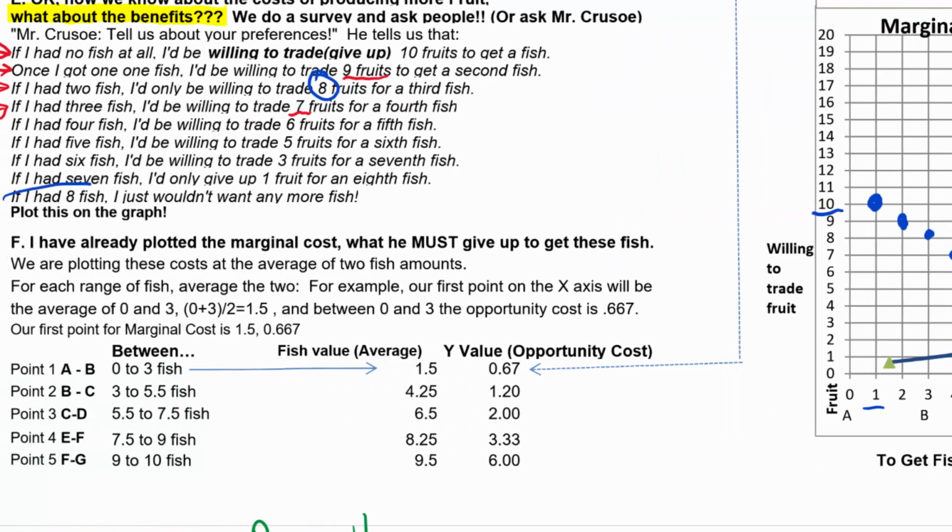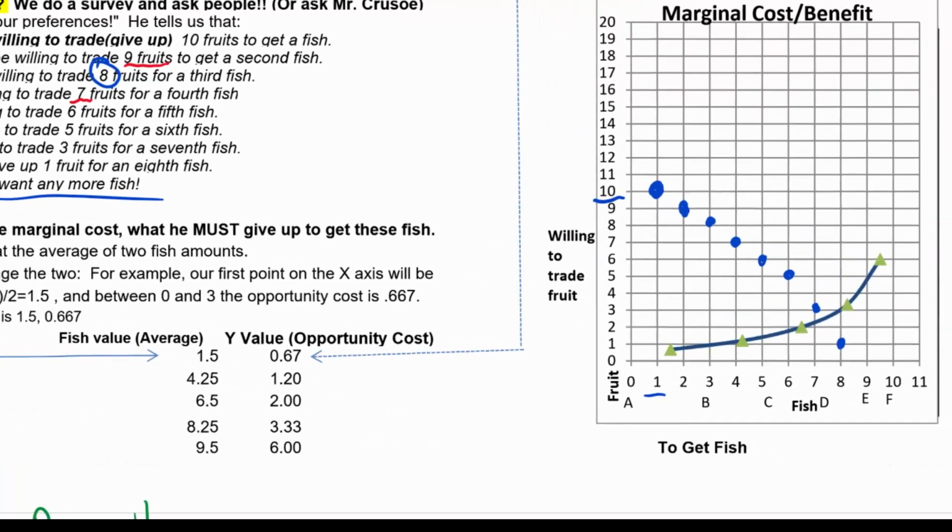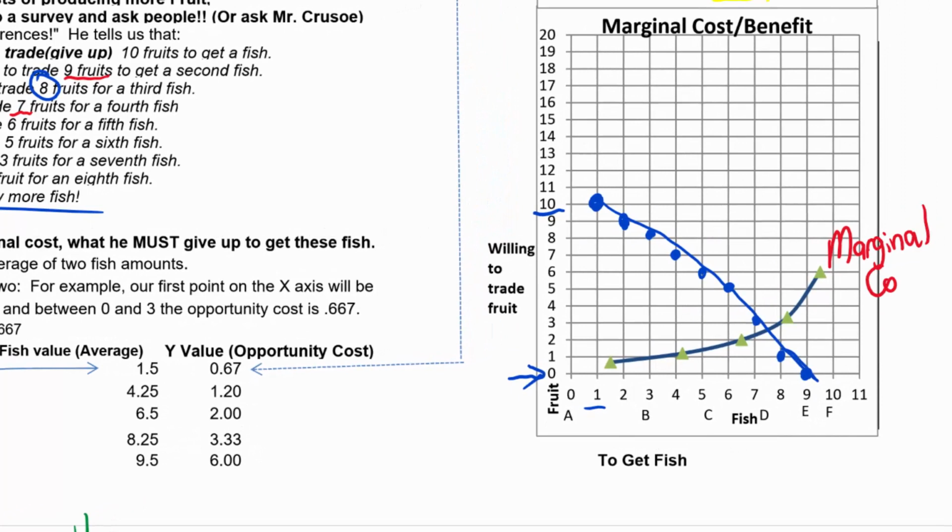And then he says, if I already had 8 fish, I don't want any more fish. Okay, so if he already had 8 fish, he's telling us he wouldn't give up anything to get a 9th fish. So his willingness to give up fruit for the 9th fish would be 0. What we've graphed here is the marginal cost of each fish, the additional cost of getting each additional fish, compared to the marginal benefit, the value to Robinson Crusoe of getting each additional fish.